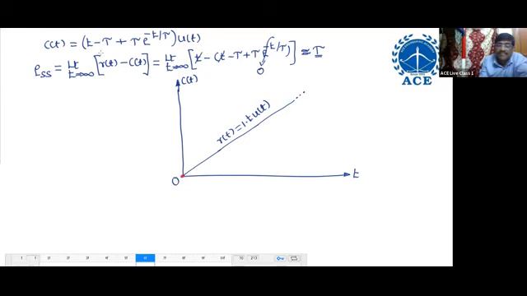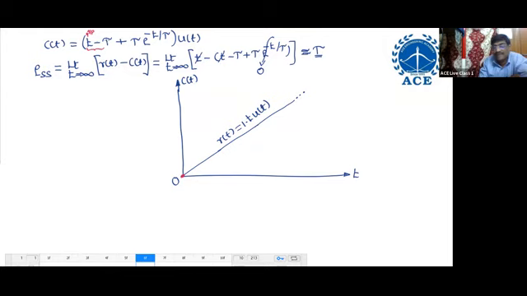T infinity. T infinity means this is 0. What is left? T minus tau left. T minus tau. So t is called input. From the input, it is deviated by tau.